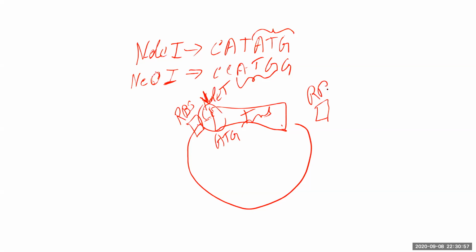So this is your RBS, and then here it is CAT-ATG, and then the rest is the insulin sequence. So this ATG came from insulin as well as from your NdeI restriction site. When the ribosome starts to scan from here, the first ATG it will see is here. So that way the reading frame is set. You can do the same with the NcoI site as well. Does that answer the question, Kunal?